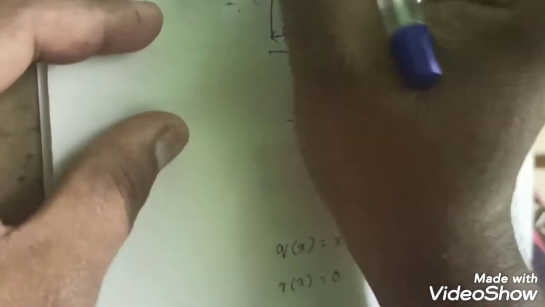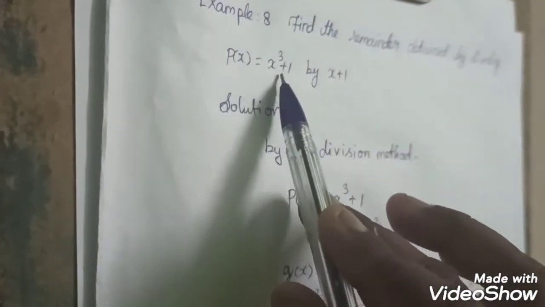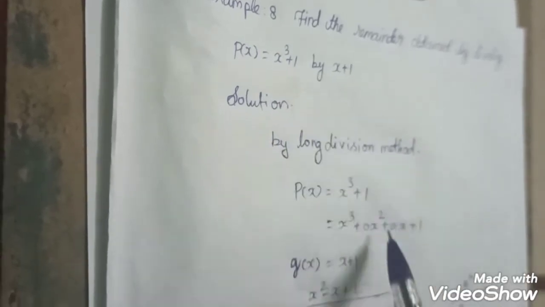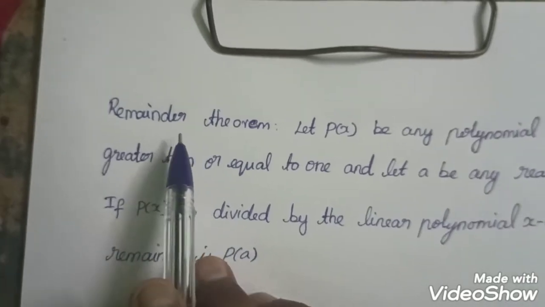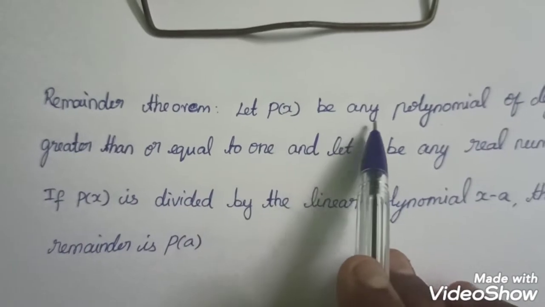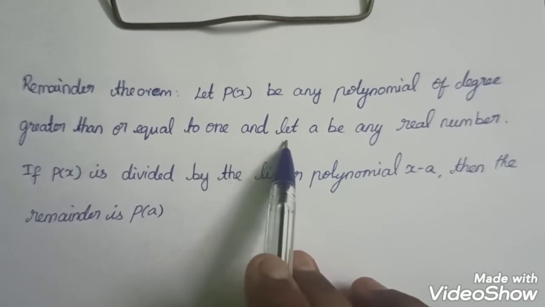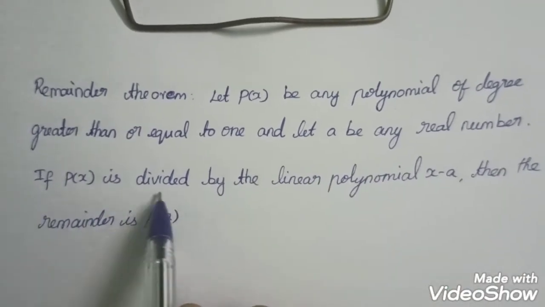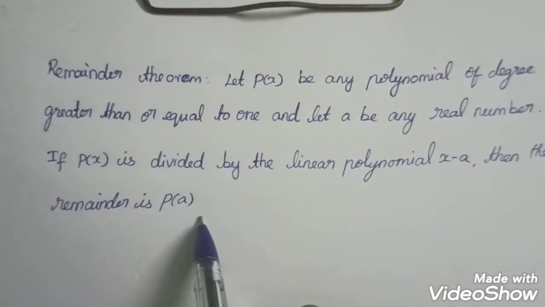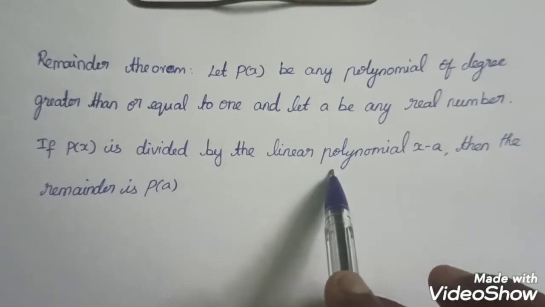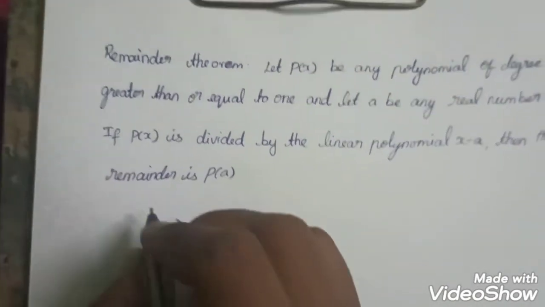So what is the question? Find the remainder obtained by dividing p of x, x cube plus 1, by x plus 1. So here we have to find out the quotient and remainder. Okay, now we see the proof of the remainder theorem. Let p of x be any polynomial of degree greater than or equal to 1, and let a be any real number. If p of x is divided by the linear polynomial x minus a, then the remainder is p of a. So we have to prove that when we divide by the linear polynomial x minus a, the remainder is p of a. Now we move on to the proof.